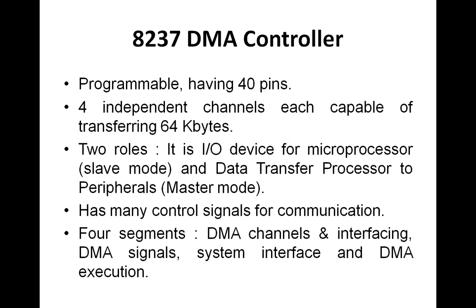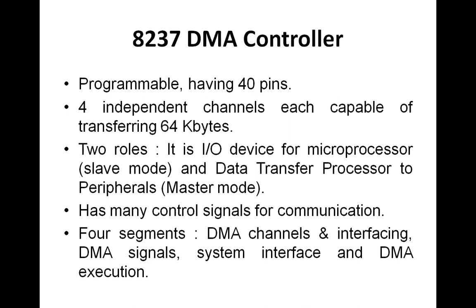As I have already told you, DMA is going to play 2 roles in the given system. It works in slave mode, and in slave mode it is as good as an input output device for the microprocessor. And if it is a data transfer processor for the peripherals, then it works in master mode. Many of the signals that are inputs in the input output mode become outputs in the processor mode. That is going to be different. We will discuss later how it works in slave mode and how it works in master mode.